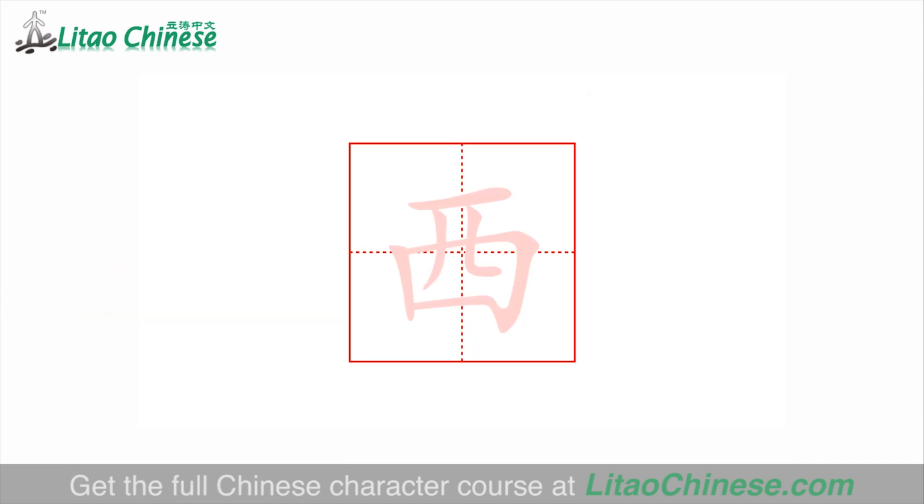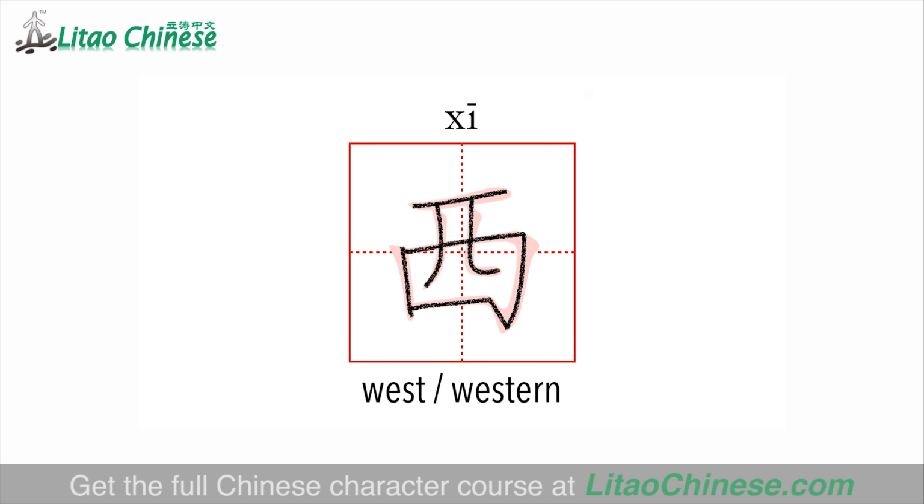Here is the correct stroke order of 西. Write the top 横 first, then write 竖 and 横折钩. The fourth stroke is 撇, then the new compound stroke 竖弯. The 2 strokes are both connected with the top stroke 横 without going across it. The last one is 横, 6 strokes in total. One more time. 横, 竖, 横折钩, 撇, 竖弯, 横, 西, west or western.